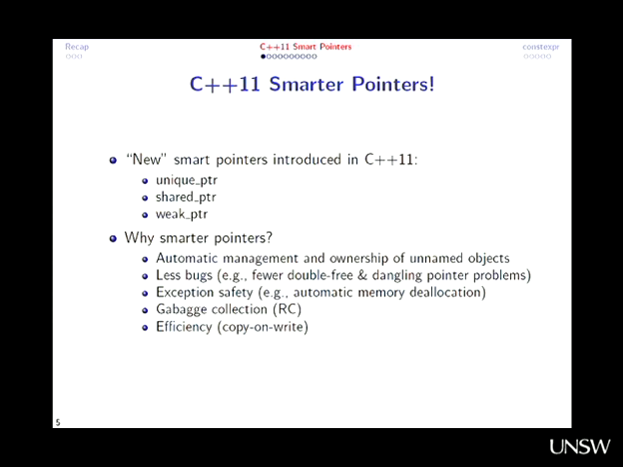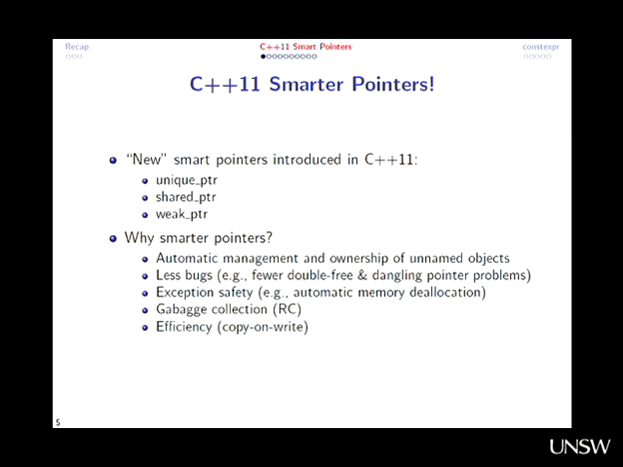But the important thing to remember about the concepts is these smart pointers give us automatic management and ownership over unnamed objects. And this means that there are fewer bugs, because you can still end up with double free problems, but there are fewer of them. There are fewer problems of dangling pointers. They're exception safe, so if exceptions are thrown, there's automatic memory deallocation, or reference counting will decrease. And because of reference counting, we have the basis of a garbage collection.